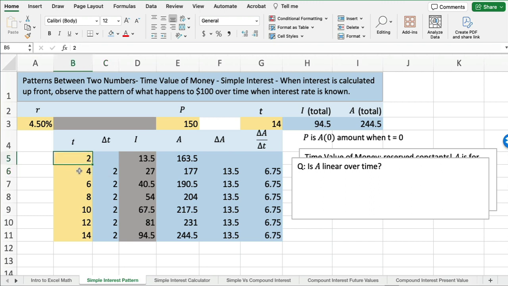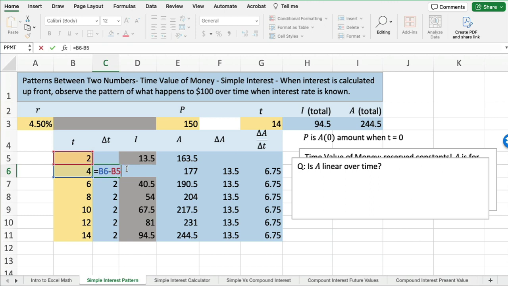So our t's are given. So delta t is just as we've done before when trying to find out what the pattern is between x and y, for example. We had a column for delta x where we took our two consecutive x values and subtracted them. So that's what we're doing here.